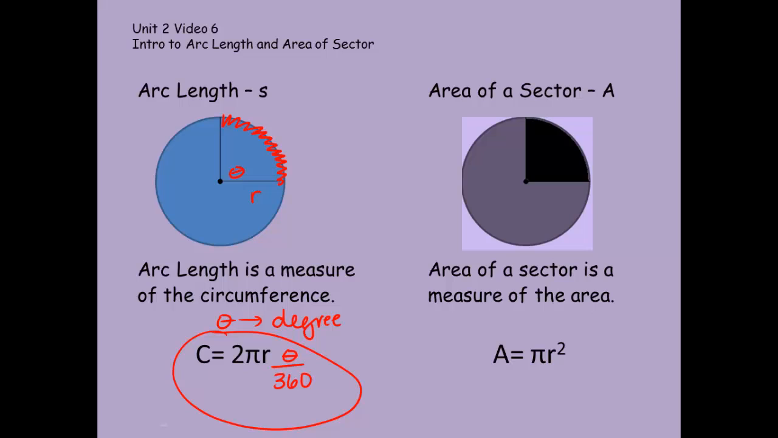If theta is measured in radians, we get to use the shortened formula, which is just going to be r times theta. So this one is new, for theta in radians.